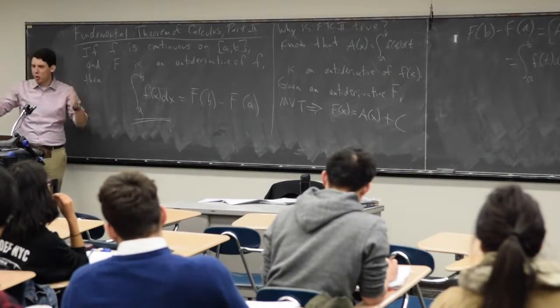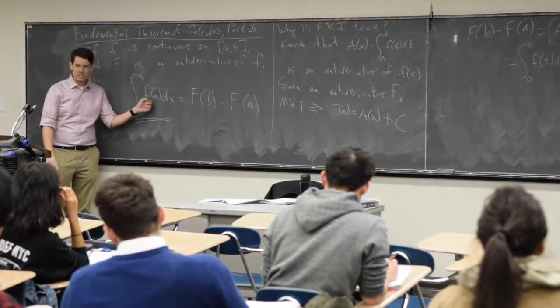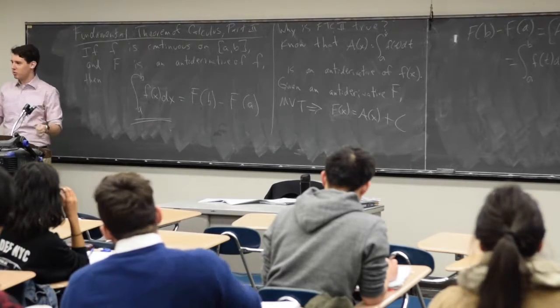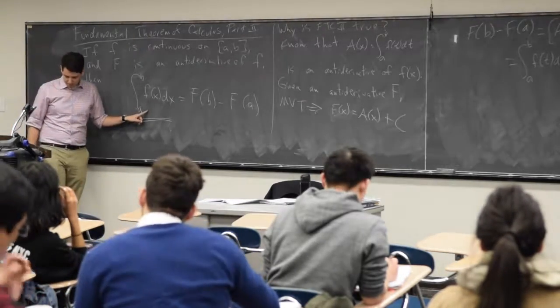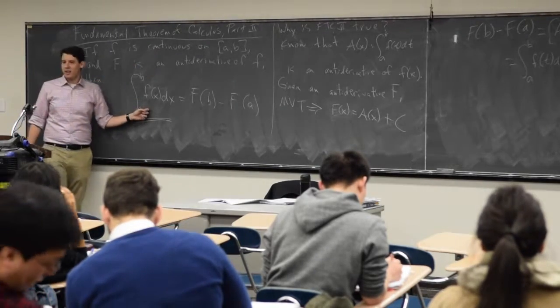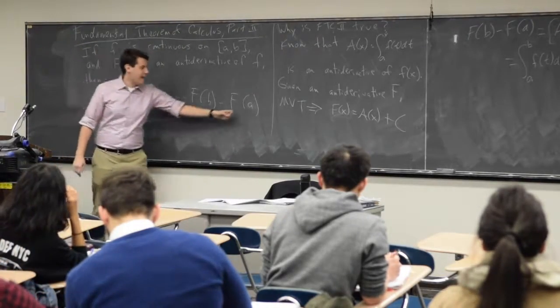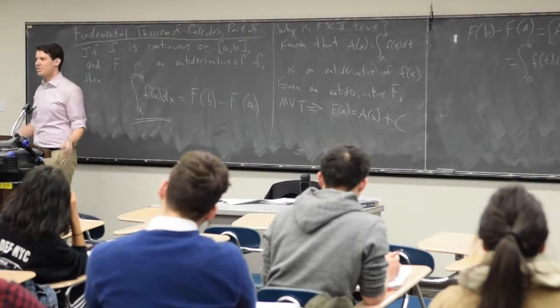Right? You need to know so many x values, and the function value at all these different x values, in order to evaluate this. What the fundamental theorem of calculus part 2 says is no, you don't need to know that. You only need to know the function at 2 values, at a and at b. It's crazy.